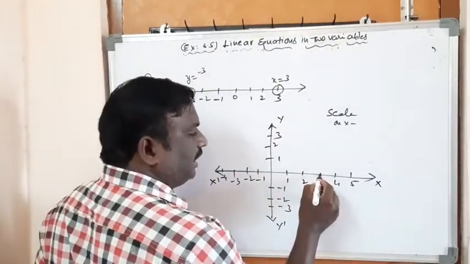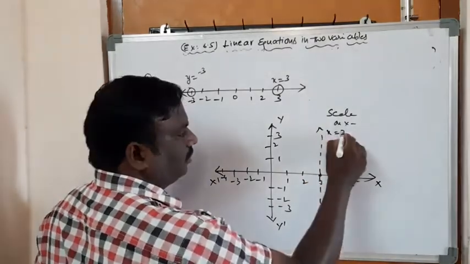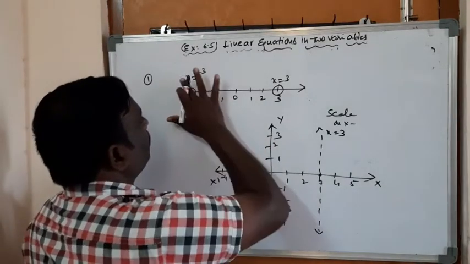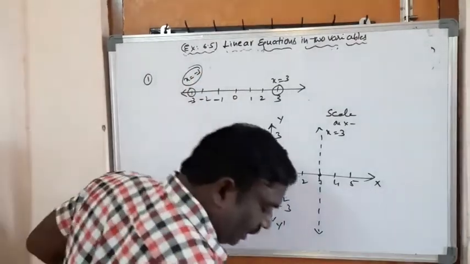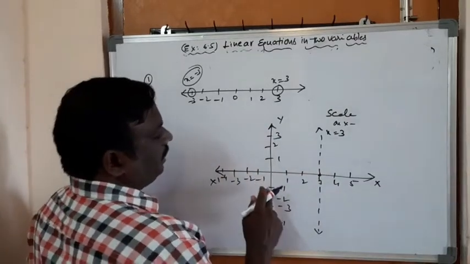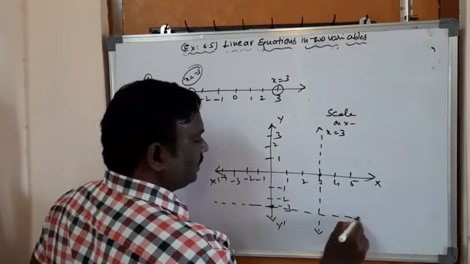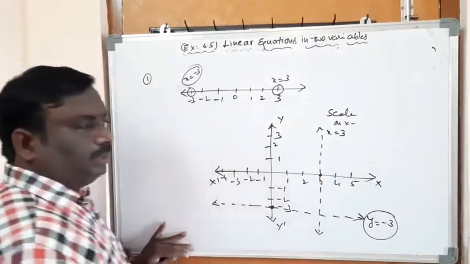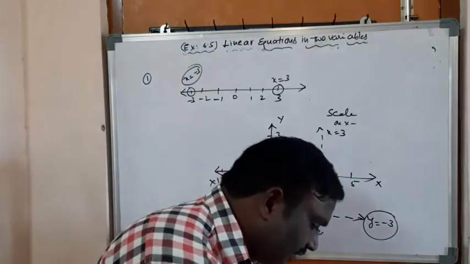X equal to 3 means on the x-axis at 3, we have to draw the line like this. This is x equal to 3, and this one at minus 3 is x equal to minus 3. Okay, the second one they are asking is y equal to minus 3. That means on the negative y-axis at minus 3, a line parallel to the x-axis. This is y equal to minus 3. Like that you have to show the values on the Cartesian plane. That is the first question.